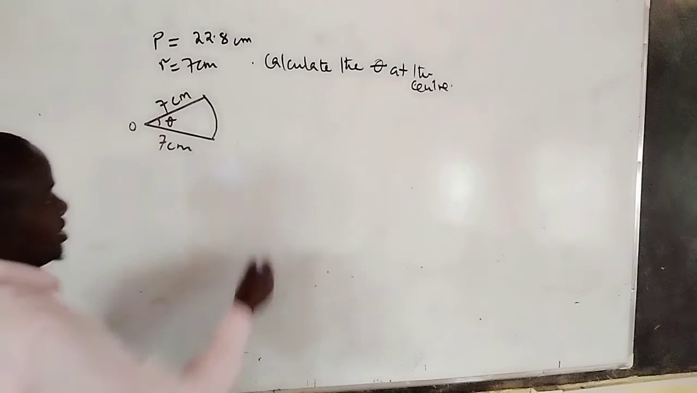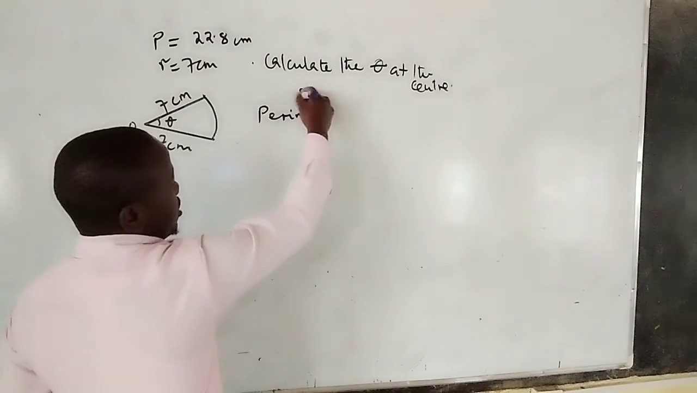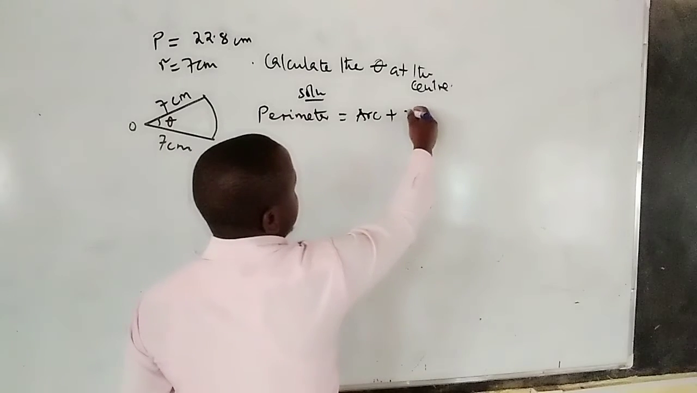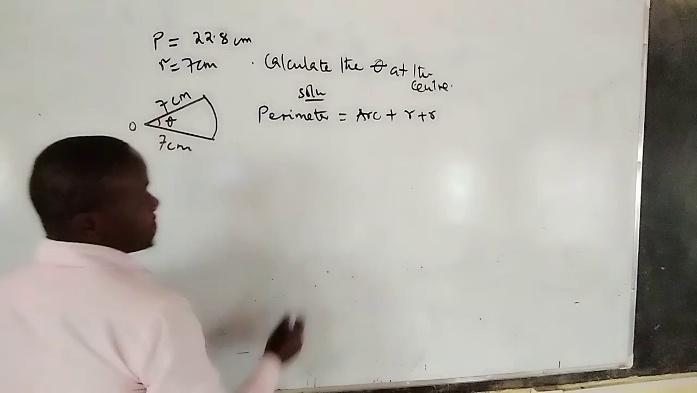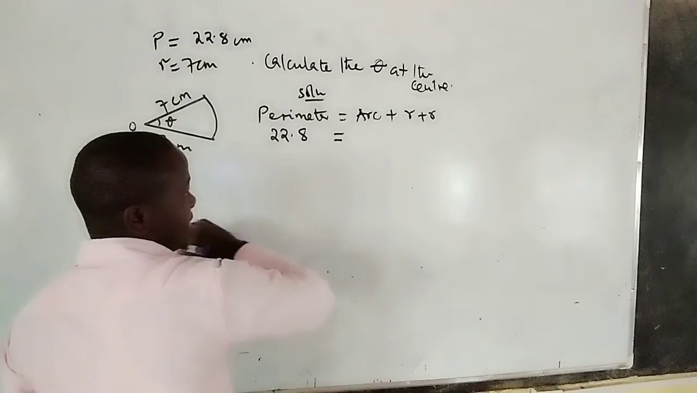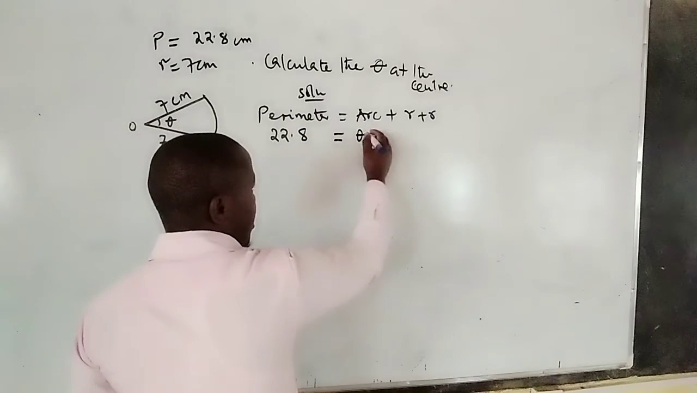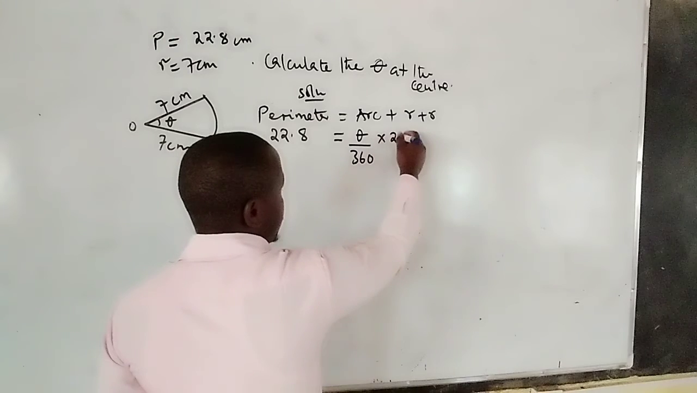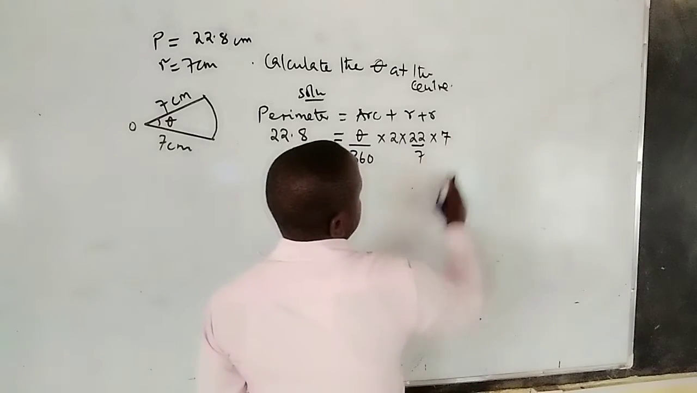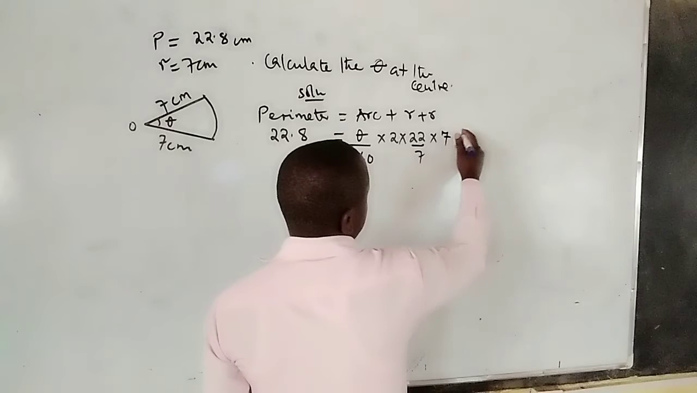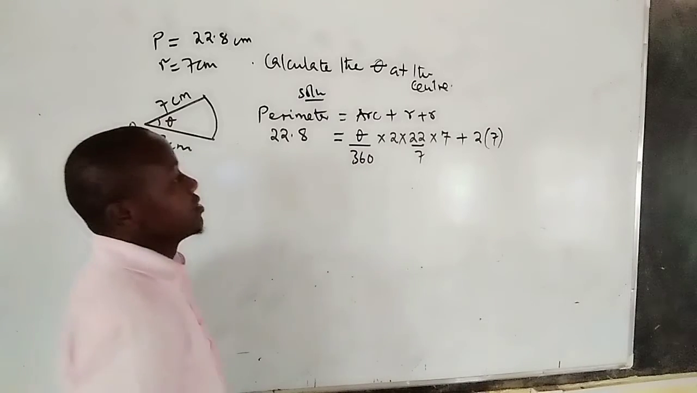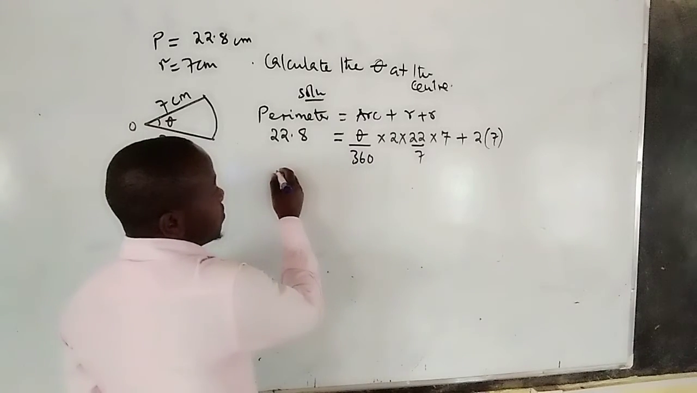It is good to know that the perimeter of a sector is given by the length of the arc plus two radii. So now the perimeter, 22.8, is given by the arc length, beta over 360 times 2 pi r, plus 2r, and r is 7.